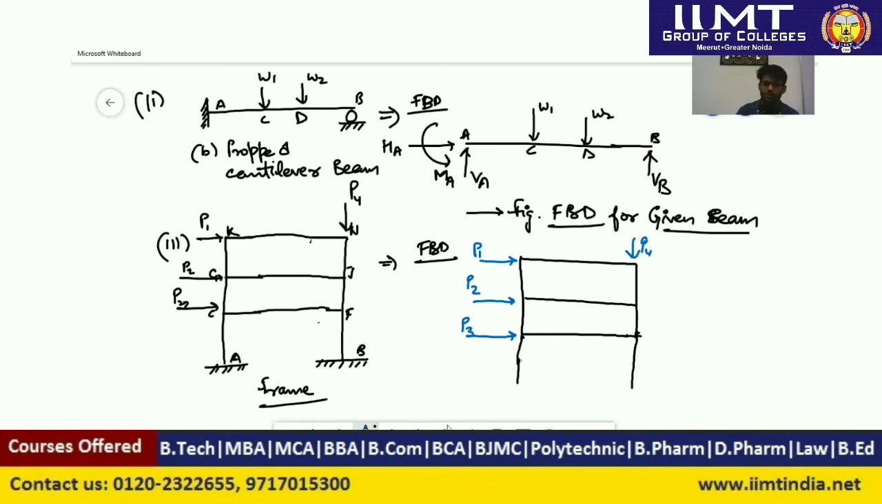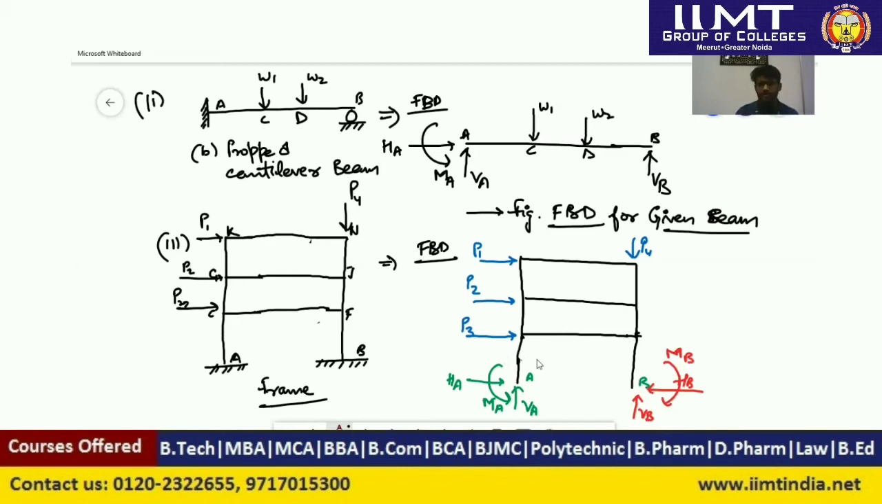Now the last step is that we have to draw the external support reactions, the support reactions which are acting at support A and support B. So one horizontal force as it is a fixed support, one vertical force and one moment MA. Similarly, at B, one horizontal, one vertical and one moment. So this is the free body diagram for the given frame.